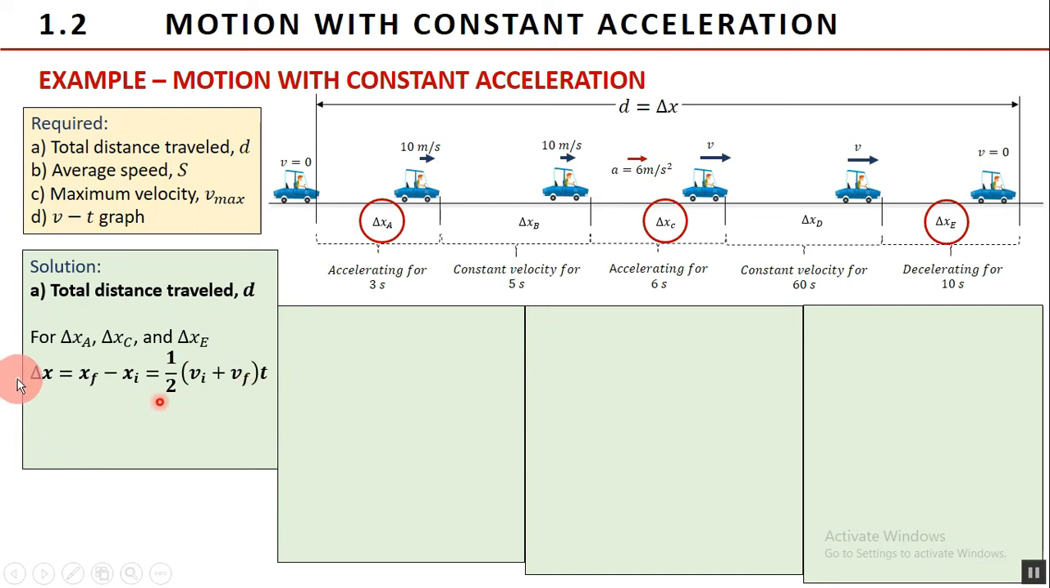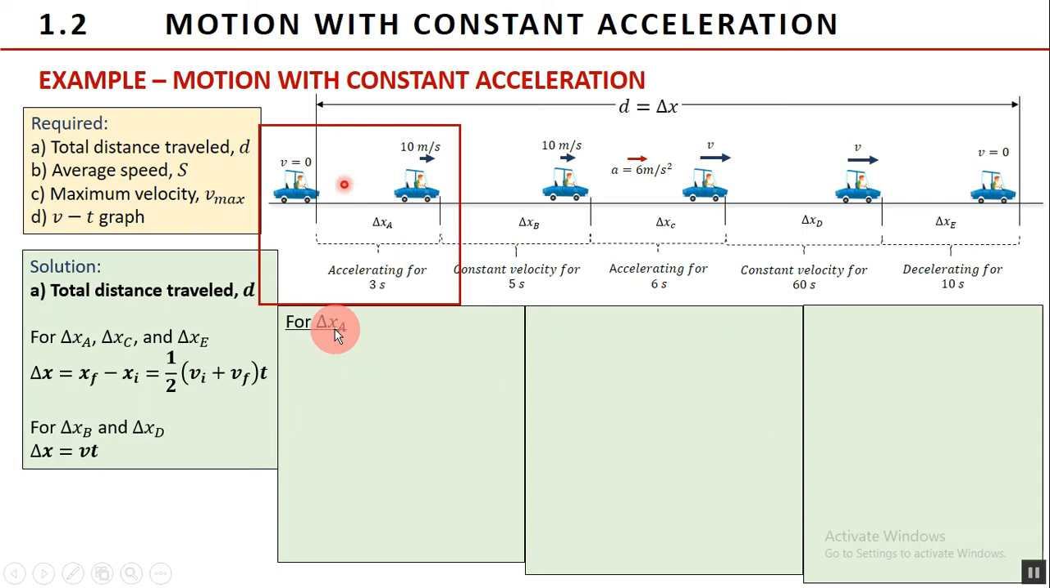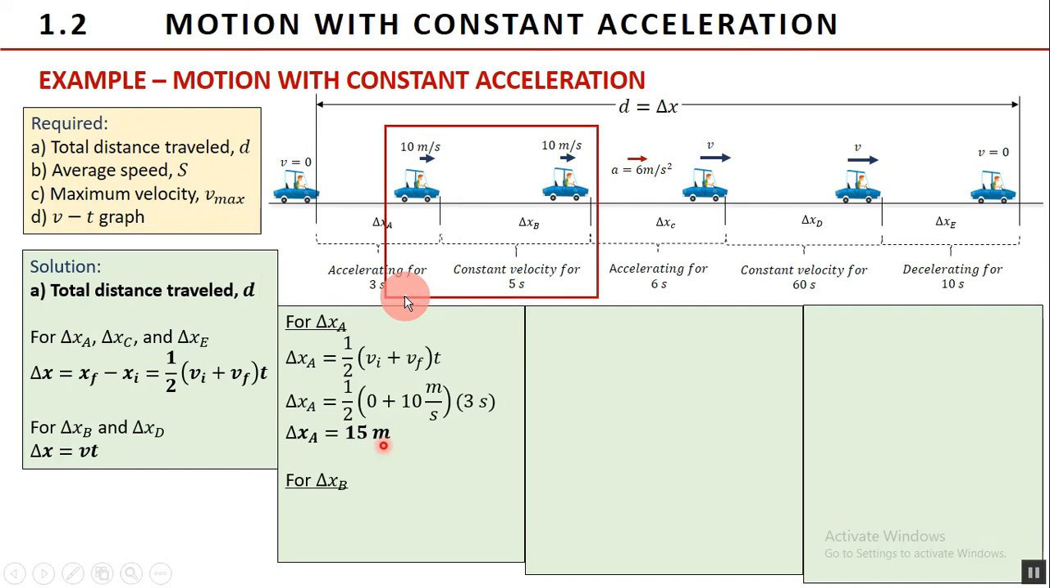For delta x sub b and delta x sub d, we use delta x equals vt, since they involve constant velocity motion. For delta x sub a, we see that the initial and final velocities are 0 and 10 meters per second, respectively. The distance traveled for the first 3 seconds will be 1/2 of 10 multiplied by 3. So delta x sub a is 15 meters. For delta x sub b, this involves constant velocity. Delta x sub b is vt, that is 10 meters per second times 5 seconds. So the second distance is 50 meters. Let's keep up.